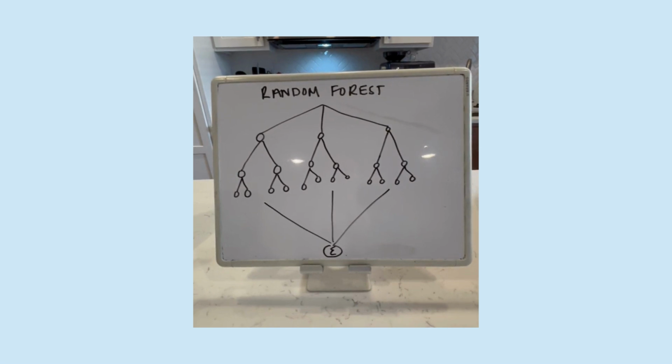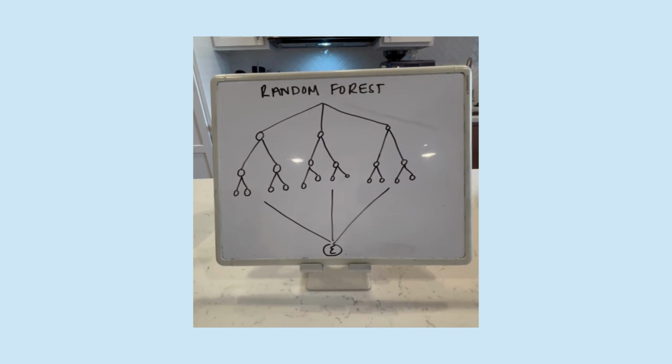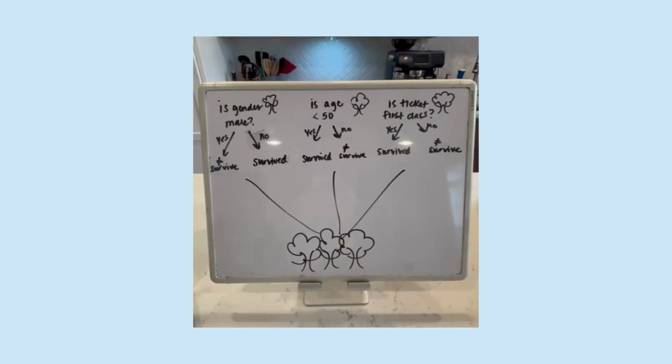Imagine decision trees as individual experts. A single tree might make mistakes, but when we gather a diverse group of them, our forest, we benefit from their collective knowledge and reduce the chances of error. Now let's dive into an example that illustrates the essence of random forest.